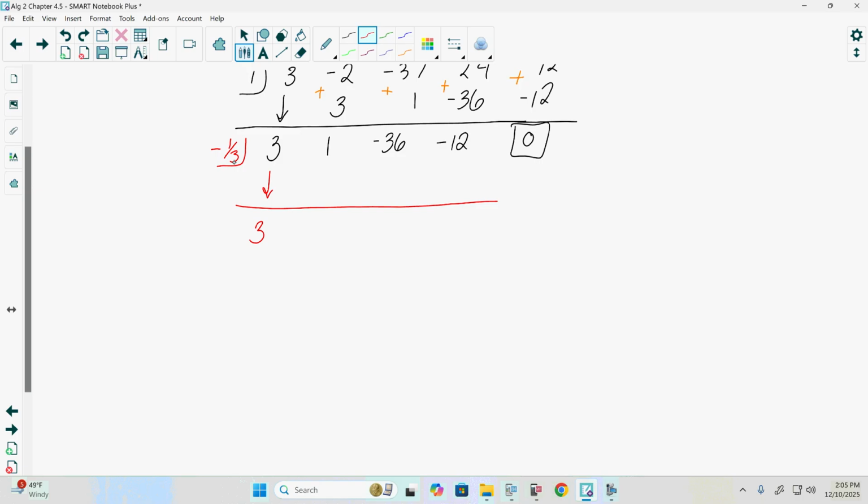Now we're going to have to use negative 1/3. Negative 1/3 times 3 is actually negative 1. 1 plus negative 1 is 0. Negative 1/3 times 0 is 0. Negative 36 plus 0 is negative 36. Negative 1/3 times negative 36 is going to be positive 12. And 12 plus negative 12 is 0.